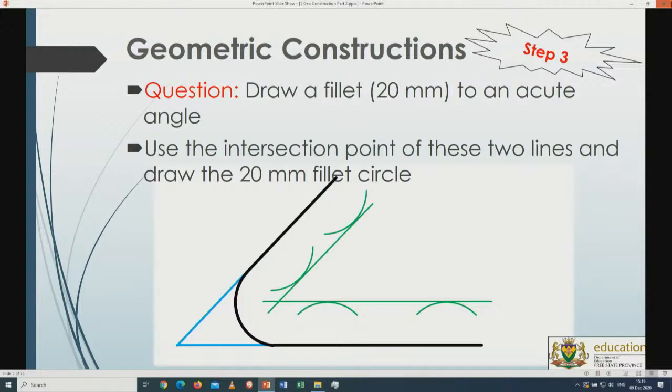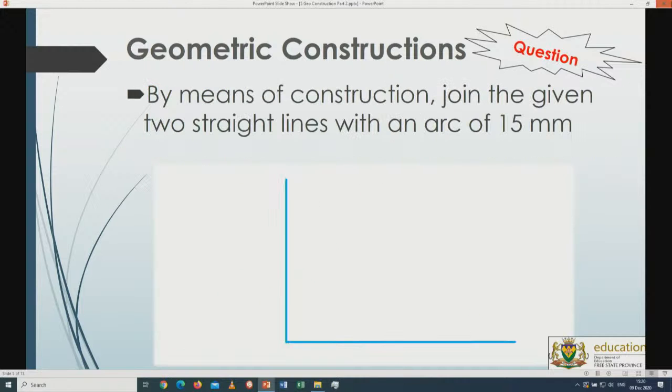All right, so now remember, a fillet can also be 45 millimeters by 45 millimeters. In this case, the fillet is 20 millimeters, so therefore the arc will be rounded off by 20 millimeters. In this case, I've got two straight lines. In other words, those two straight lines just point out to you that again you have to put the fillet in there, but in this case 15 millimeters.